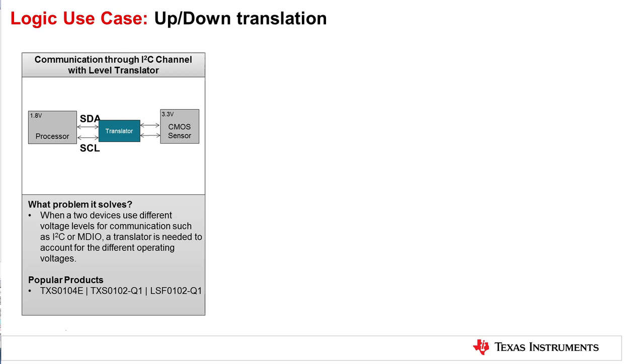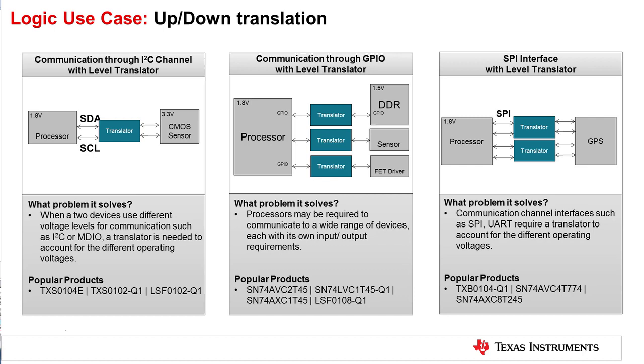Based on the open drain interface like I2C or MDIO, we recommend using TXS or the LSF auto bidirectional translation devices. For the push-pull interfaces, we recommend using direction-controlled devices like AVC4T774, LVC8T245, and the most recently released AXC family of devices, or the buffered TXB family of auto bidirectional translation devices.